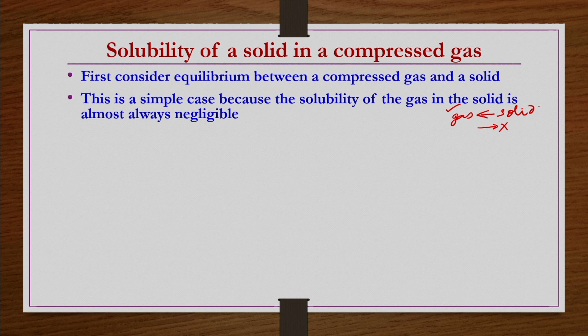Now, since the solid is transferring to the gas phase, but the gas is not transferring into the solid phase, the solid phase is almost a pure condensed state, and it can be treated as a pure condensed phase. Then take the gaseous or lighter component as component 1 and the solid heavier component as 2.